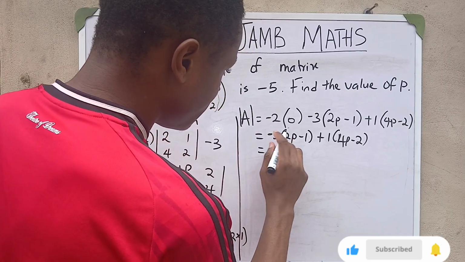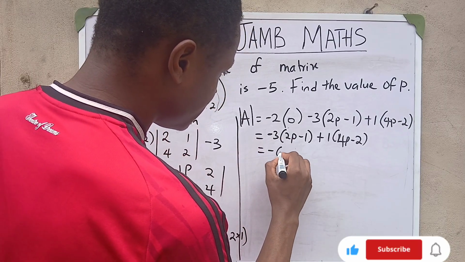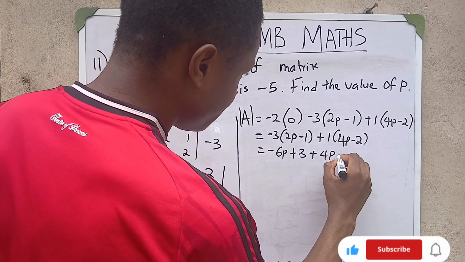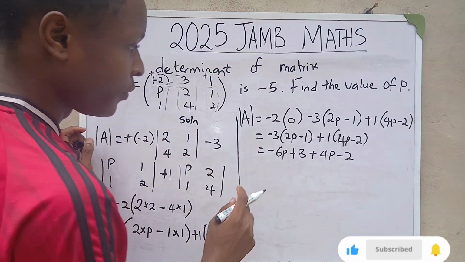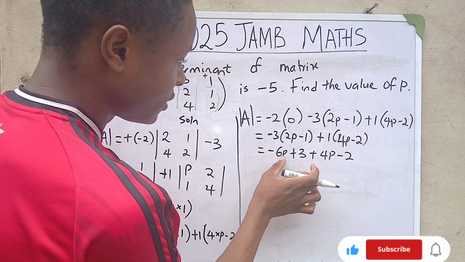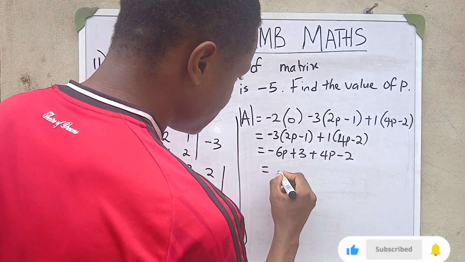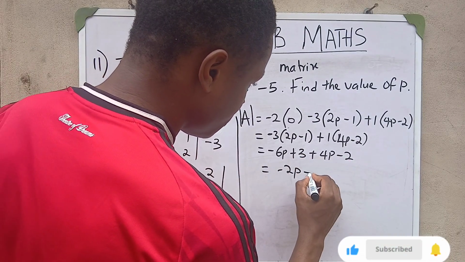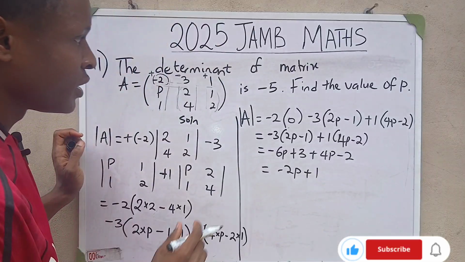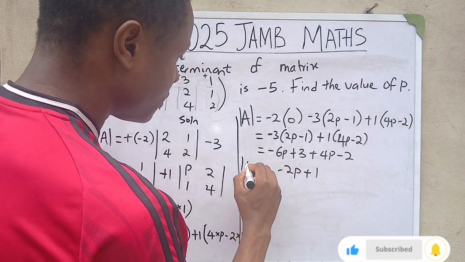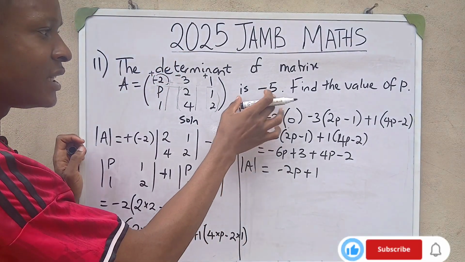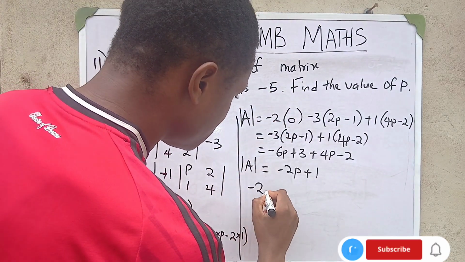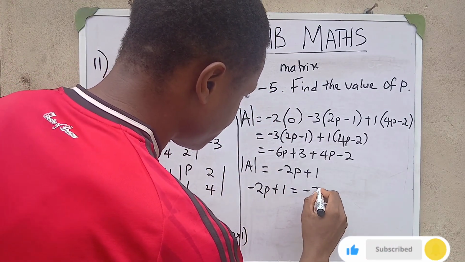So this is minus 6P plus 3 plus 4P minus 2. So collecting like terms, minus 6P plus 4P is minus 2P, and 3 minus 2 is 1. So this is the determinant of the matrix. So they say the determinant of the matrix is minus 5. So that means minus 2P plus 1 is minus 5.